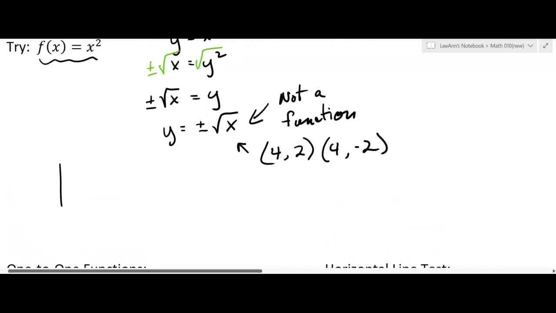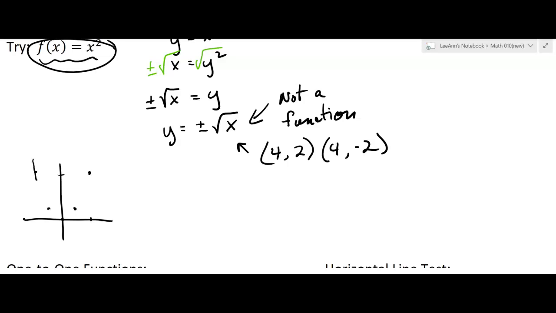Let me go back to a graph of what's happening for the original function here. So the original function's saying, I have 1, 1, and then 2, 4. So it looks something like this. It's a parabola. It's one of our common functions. Okay, so that's what it looks like, right? Okay, so this is not 1-to-1, okay? So there's a picture of it.